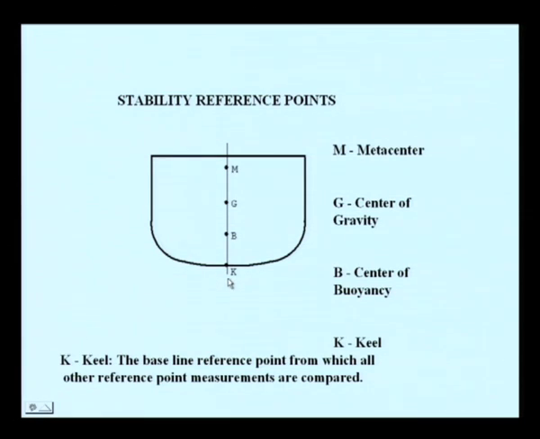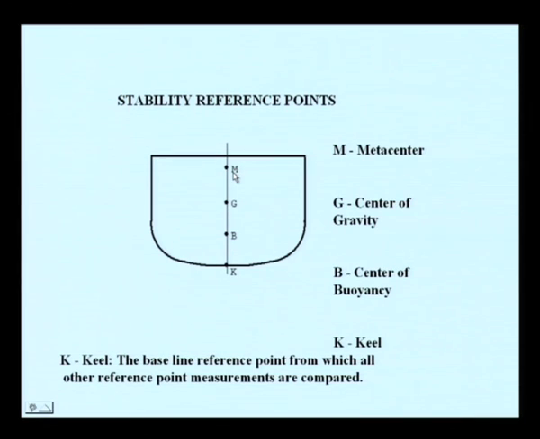The bottommost hull part of the ship is known as the keel, K. K is the basic reference point from which all other points are measured. So, K is defined to be z equal to 0. Then you have KB, KG and KM, GM, BM, different things that we call differently.